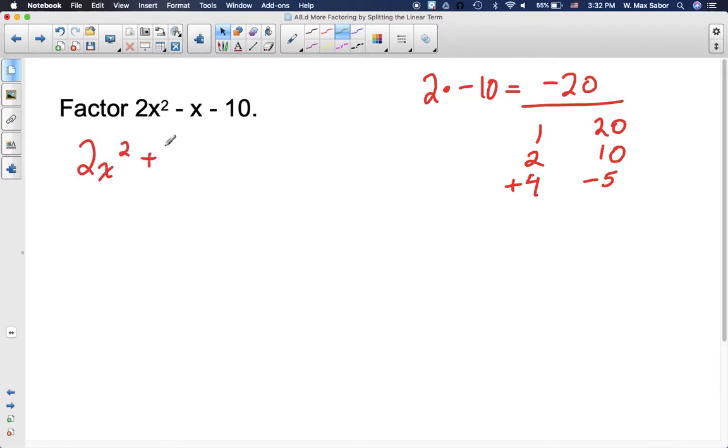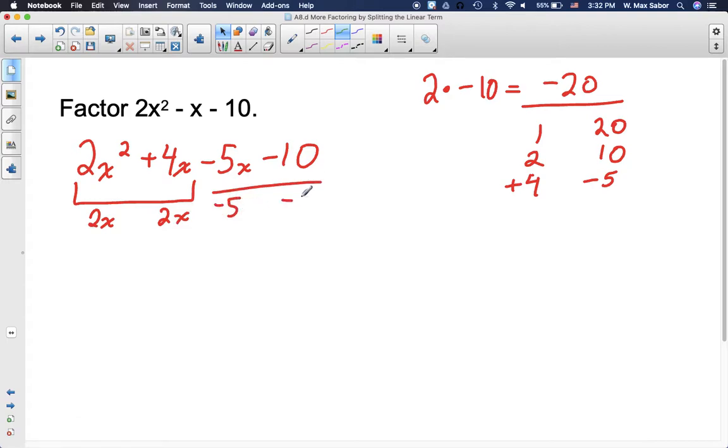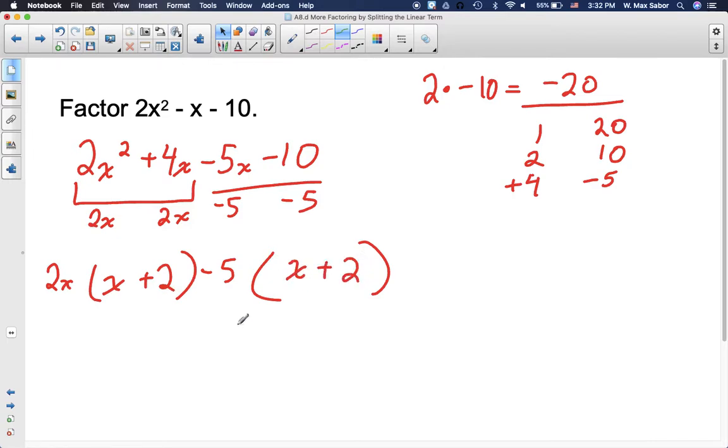2x squared plus 4x minus 5x minus 10. These are divisible by 2x. These are divisible by negative 5. So we have 2x and negative 5. We're left with x plus 2 and x plus 2, giving us x plus 2 times 2x minus 5.